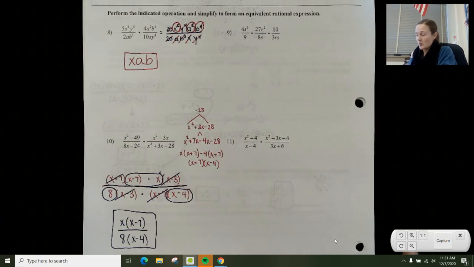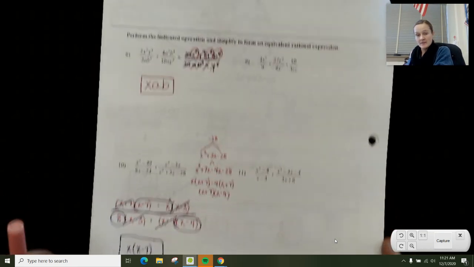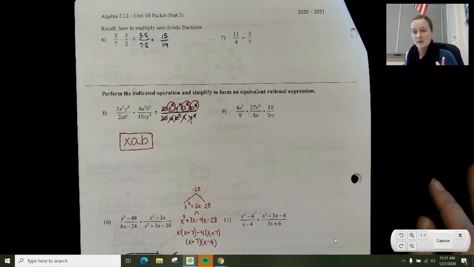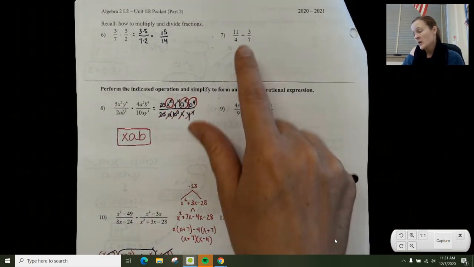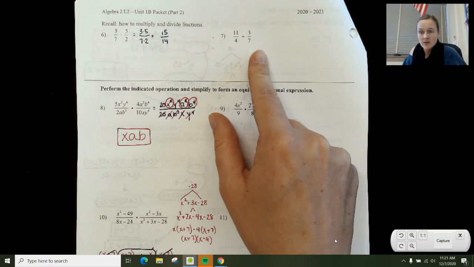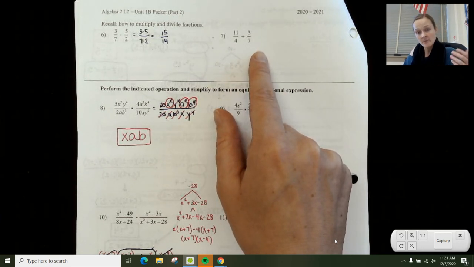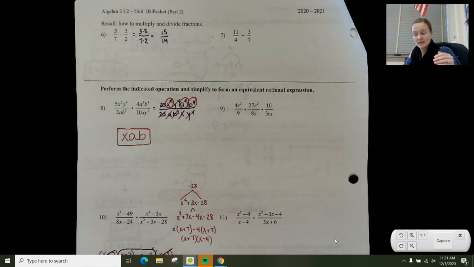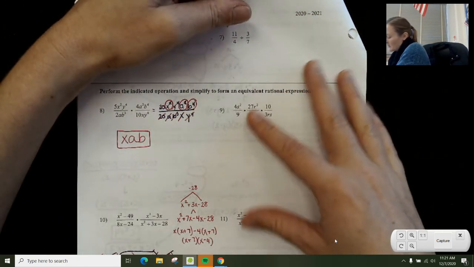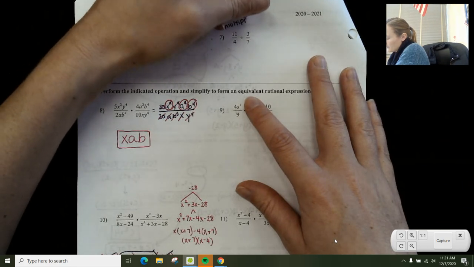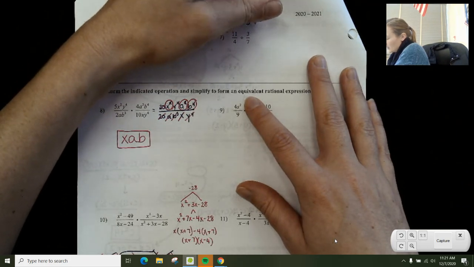So now at this point, I'm going to do an example of division. Division is a little bit different. There's one added step here. In division, you don't just multiply across. When you divide by a fraction, you multiply by its reciprocal. So that might be a note you want to write down: multiply by the reciprocal.